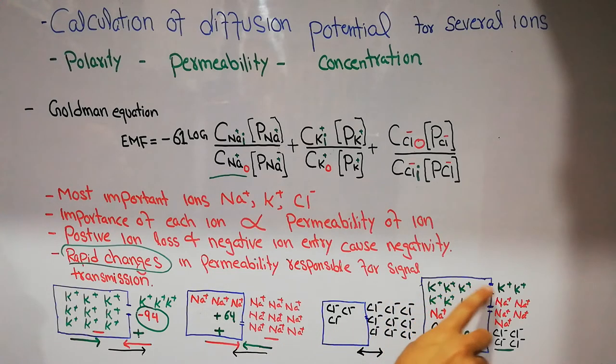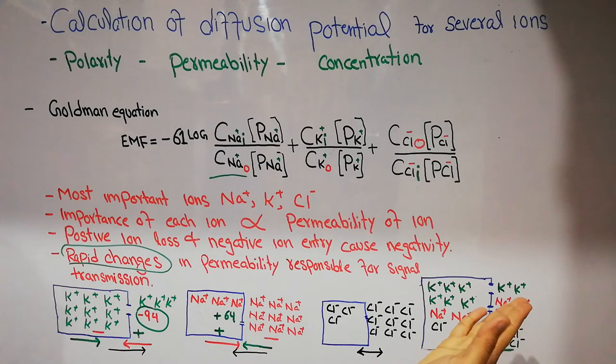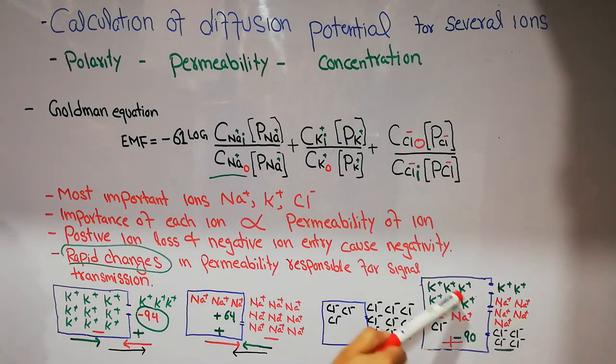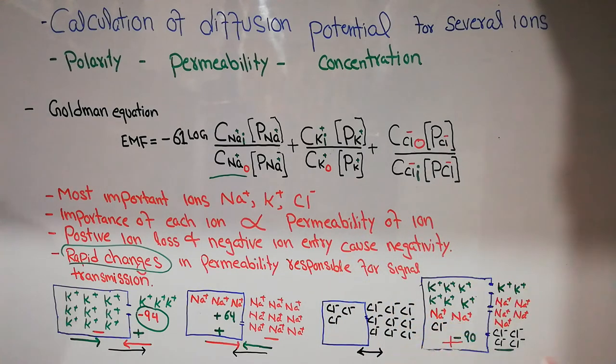The permeability of potassium is high, so more potassium will be going outside and less will be coming inside, because the concentration gradient will be pushing potassium out, but the diffusion potential will not allow the potassium to go out. So the net movement of potassium will be outside the cell, with a lot of permeability.